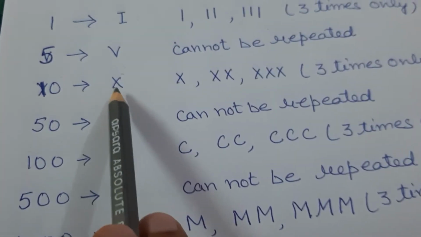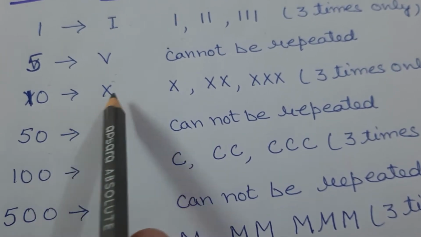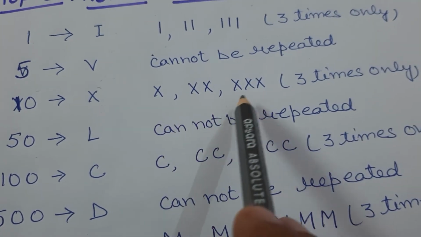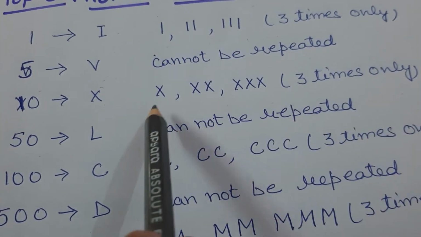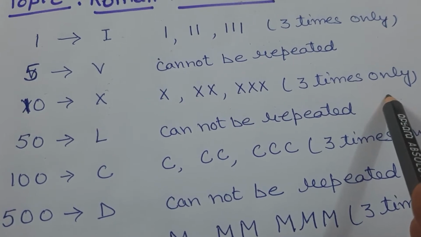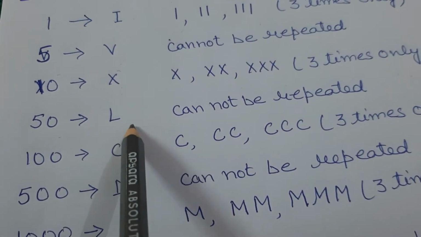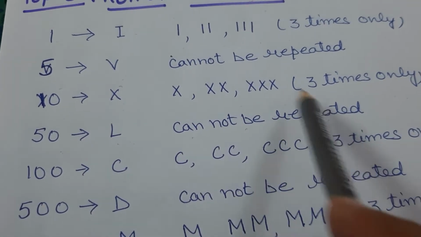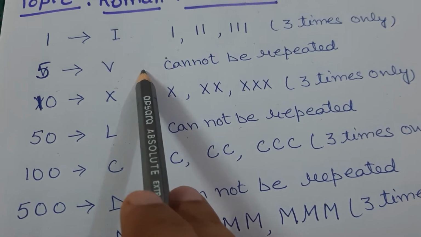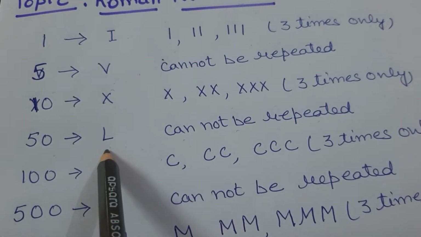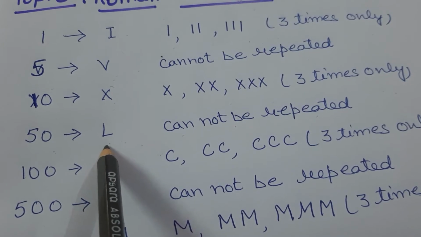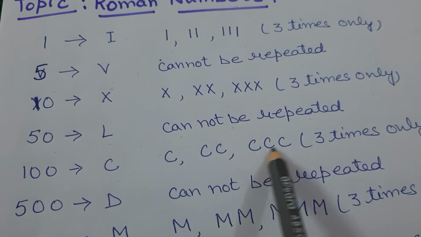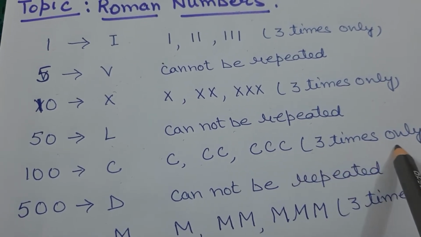Next, X is for 10. Like I, X can also be repeated 3 times only, not more than 3. Next, L for 50. L also cannot be repeated, like V, so it can be used only once. Then come to C. C also can be repeated 3 times maximum.